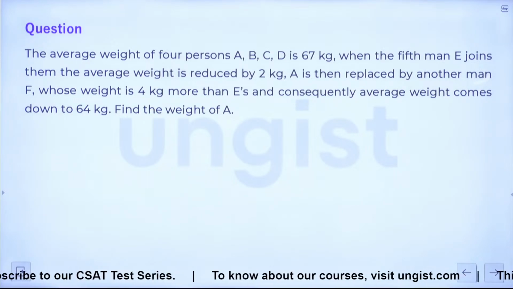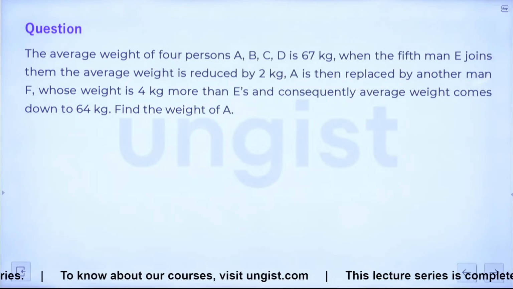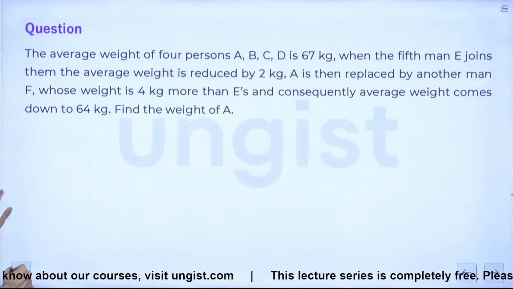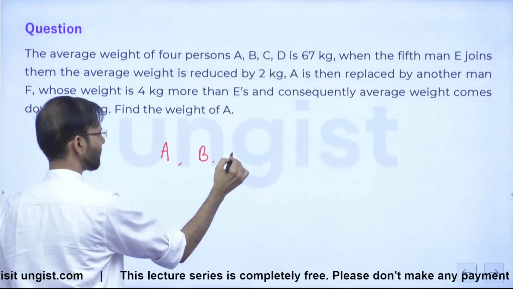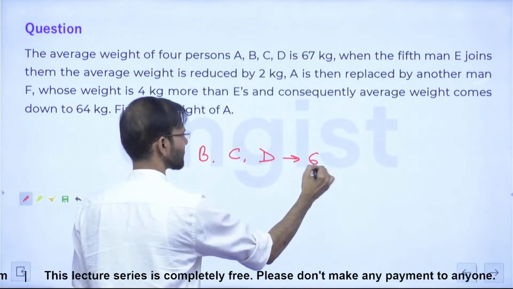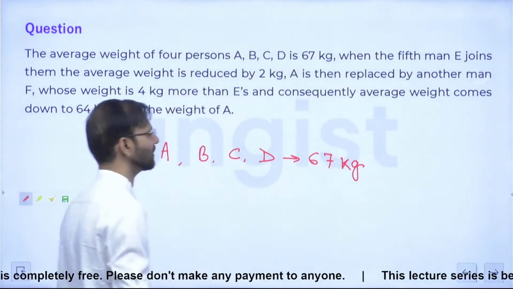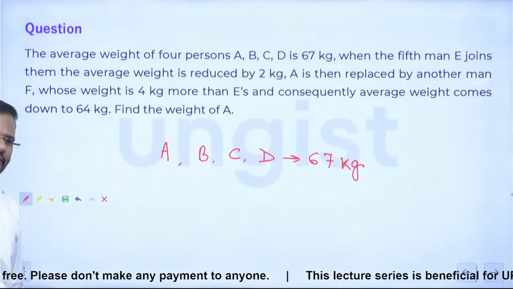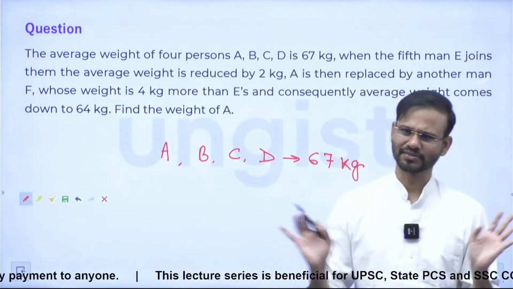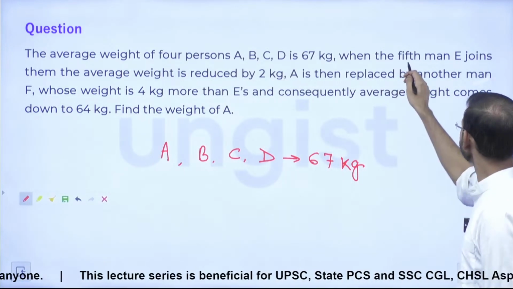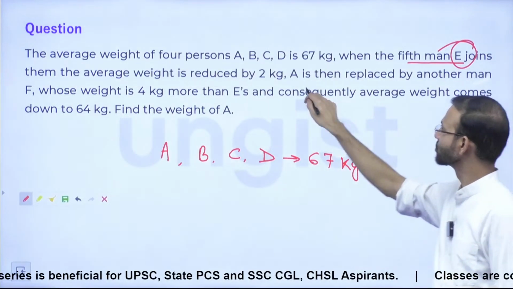The question is saying the average weight of 4 persons A, B, C, D is 67 kg. Just think on it, friends. Right? So the best case scenario I would be assuming is that the weight of each one is 67, 67, 67. Suppose that. Achha. After that, when the fifth man E joins, the average reduced by 2 kg, guys.